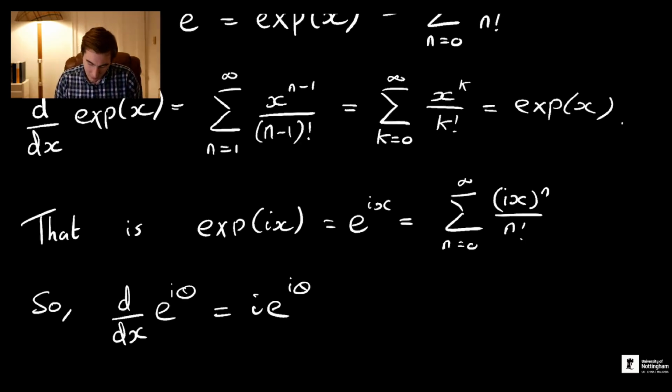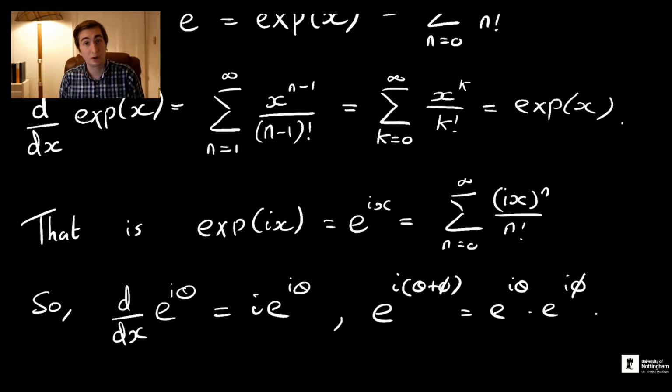And similarly, you could just use the Cauchy product to prove that e to the i (theta plus phi) is equal to e to the i theta times e to the i phi. If you just use the Cauchy product of the series, you can prove that rather simply. Okay, so it seems that this e to the i theta satisfies the exact same conditions as f of theta, and f of theta was cosine theta plus i sine theta.